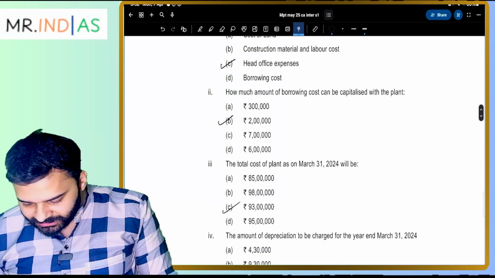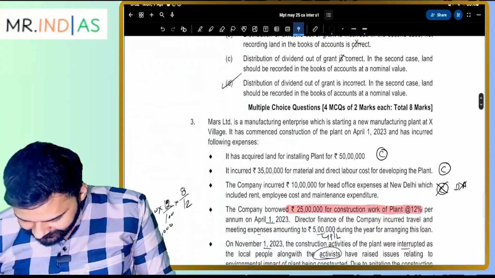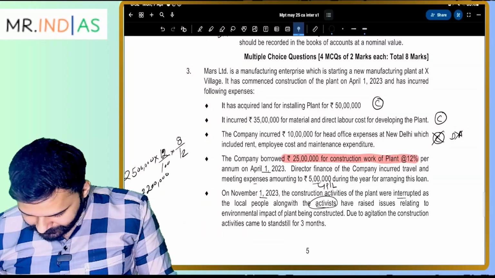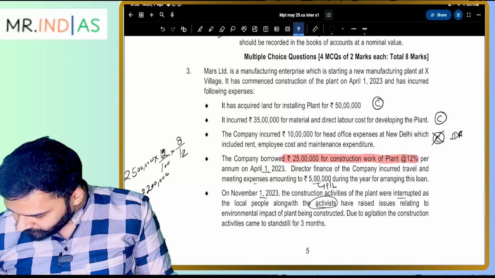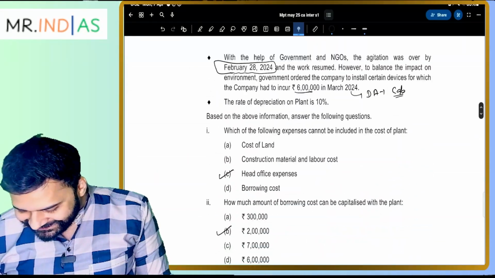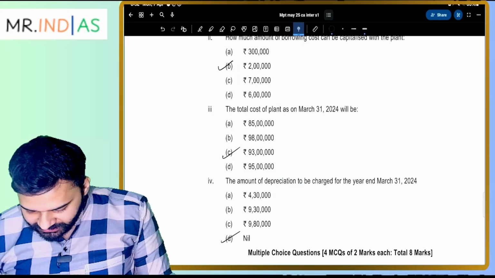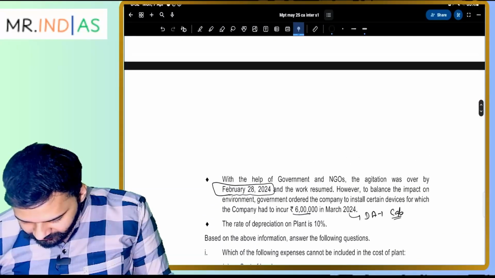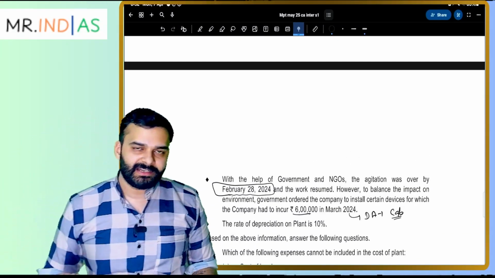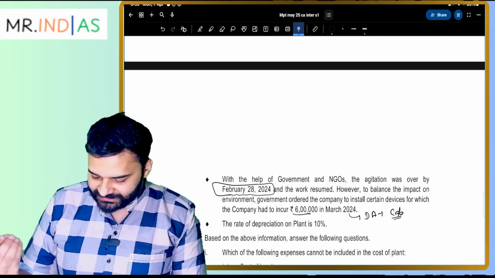The cost of plant on 31st of March 24 will be, so let us add 50 lakh plus 35 lakh, plus 2, that is 87, plus 6 lakh rupees of environmental devices, 93 lakh rupees will be the cost of plant. Amount of depreciation to be charged. So 93 lakh is the cost of plant, and the plant is not yet ready. If the plant is not ready for intended use, you will not start charging depreciation.